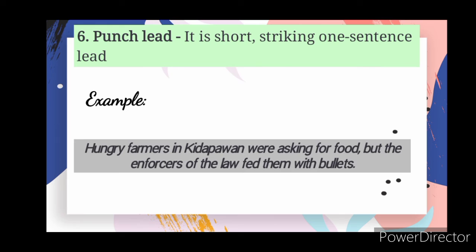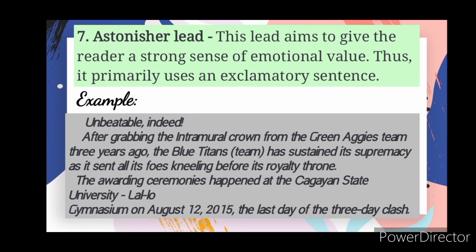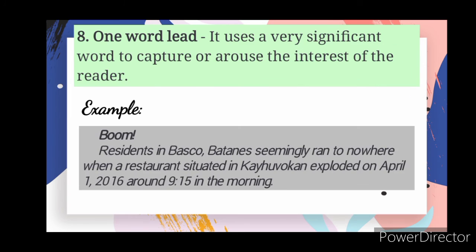Punch lead. It is a short, striking one-sentence lead. For example, hungry farmers in Kidapawan were asking for food, but the enforcers of the law fed them with bullets. Next is the astonisher lead. This lead aims to give the reader a strong sense of emotional value. Thus, it primarily uses an exclamatory sentence. So the text below is an example of astonisher lead.